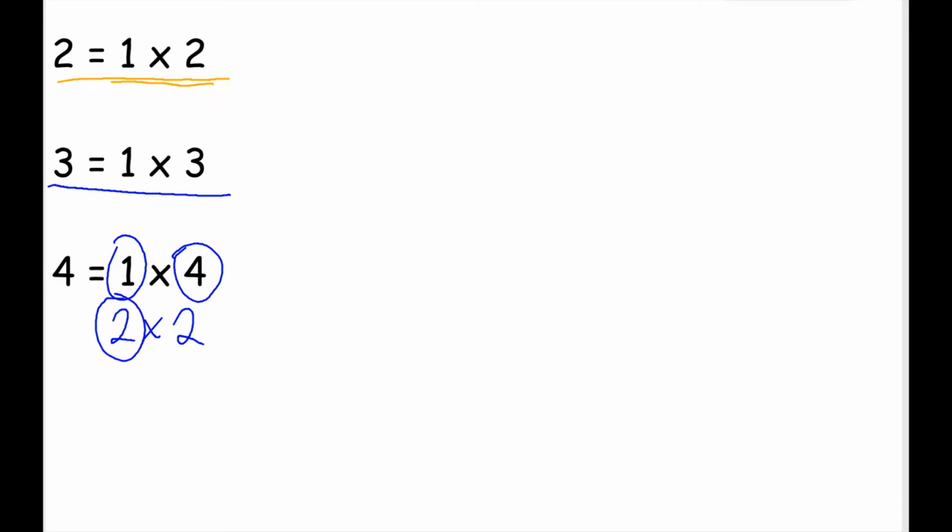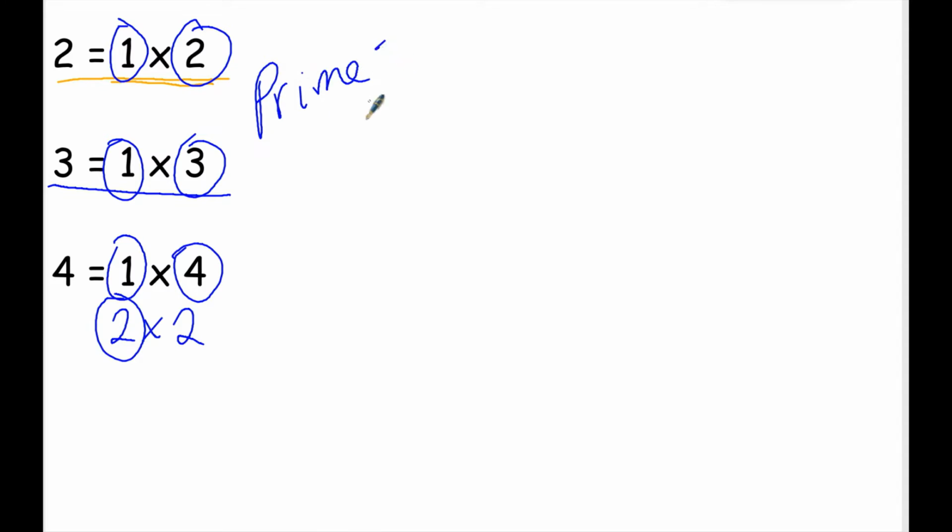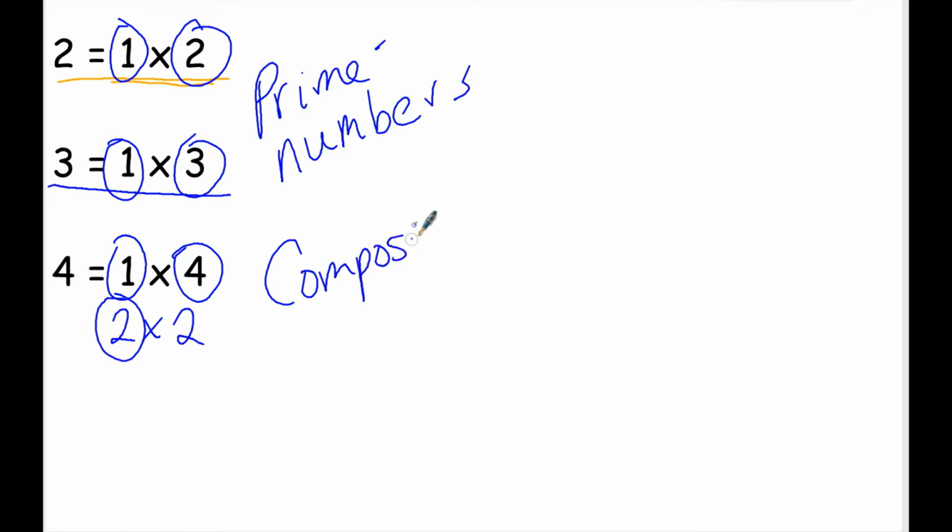2 and 3 only have 2 factors, 1 and itself. The number 2 and 3, we call these prime numbers. Prime numbers only have 2 factors, 1 and itself. All the other numbers are called composite numbers. Composite numbers have more than 2 factors.